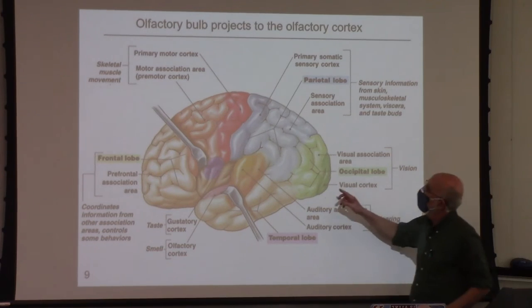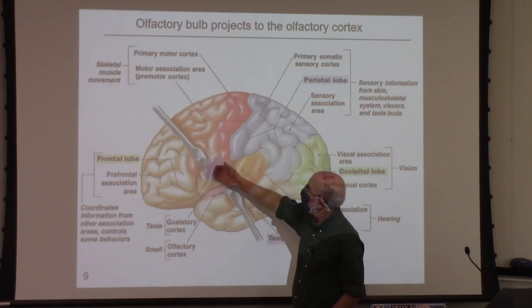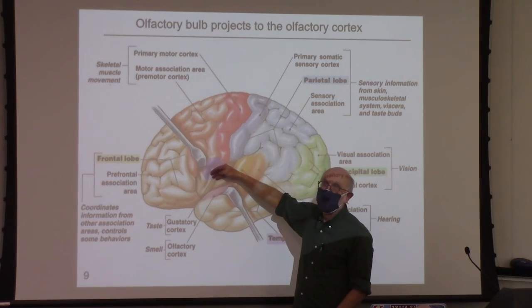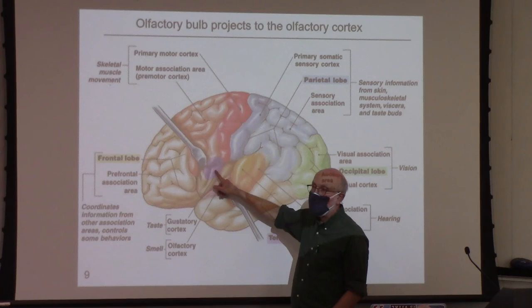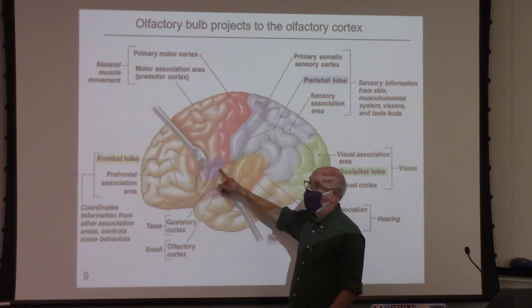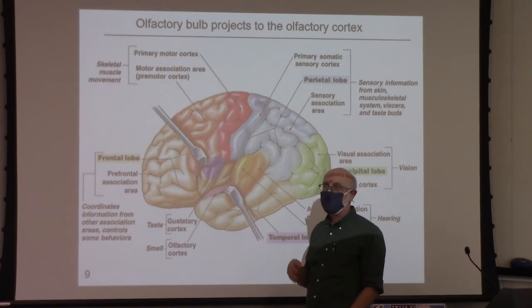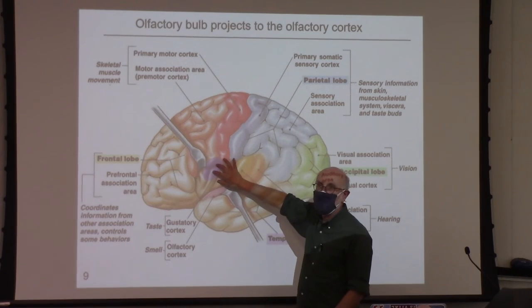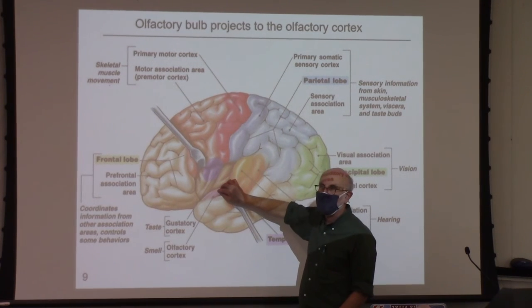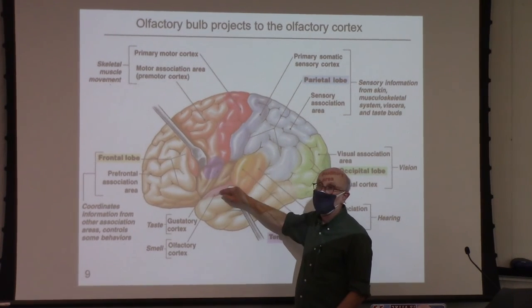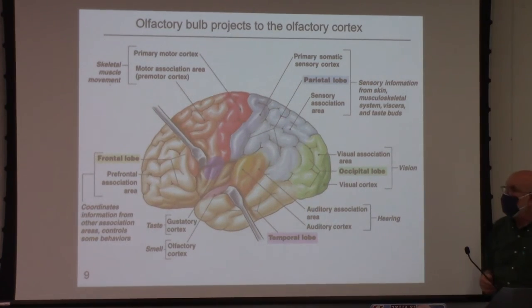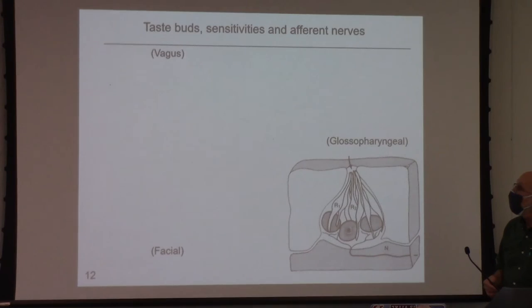Right there, sorry. The taste cortex is in the inferior medial frontal lobe. It's a part of the lobe called the insula. I will not test you on that. I do want you to know that the primary taste cortex and the primary olfactory cortex are distinct, but they're nearby, because flavor is a combination of both taste and smell.